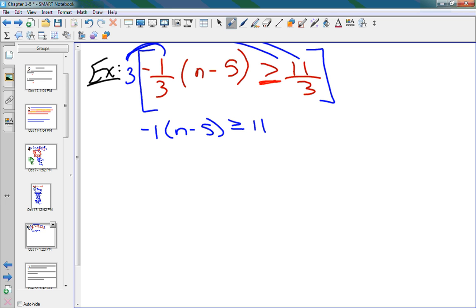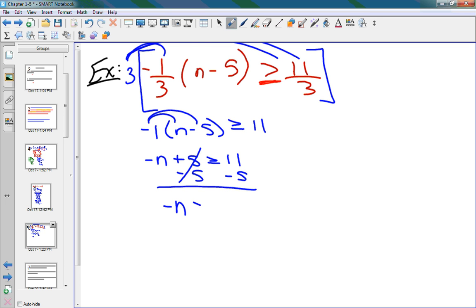Now what do I do with that negative sign? Well, there's 2 things you can do here. You can divide or you can distribute. Many of you are going to distribute, so I'm going to distribute. -n plus 5 is greater than or equal to 11. Now I need to get rid of that 5, so I'm going to subtract 5. -n is greater than or equal to 6.